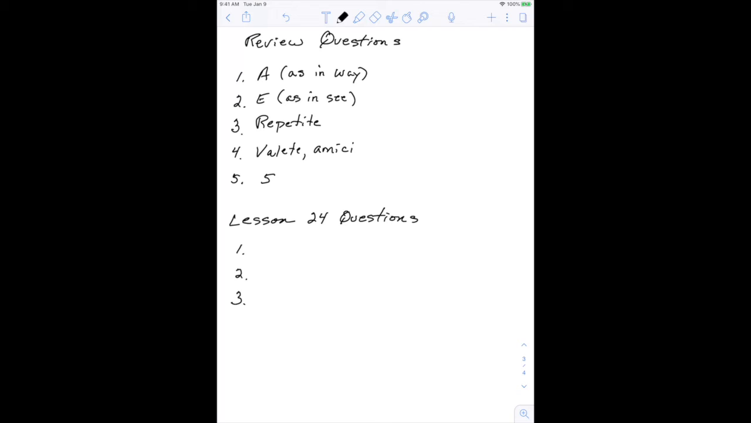Lesson 24 questions. What does plural mean? Plural means, think about it, more than one. What kind of a word goes with declensions? Remember that? What kind of word? A noun. And finally, how many first declension plural endings are there? How many did we learn today? 5.